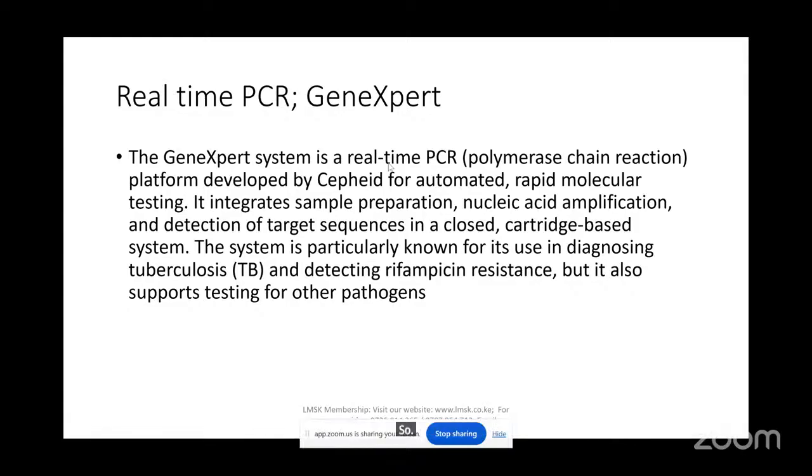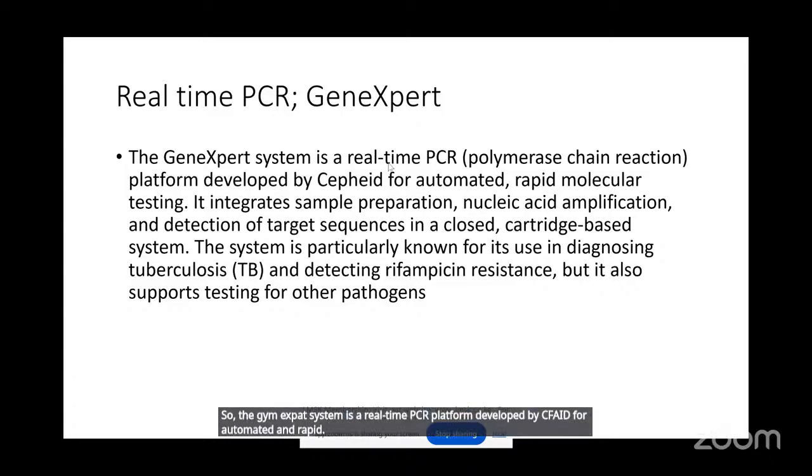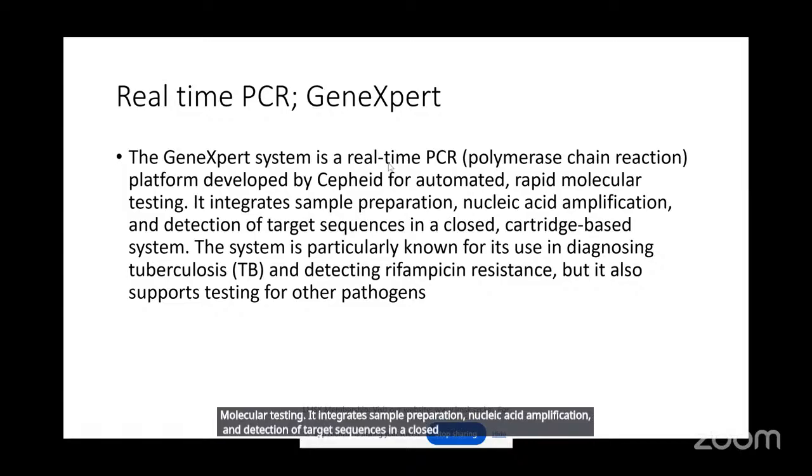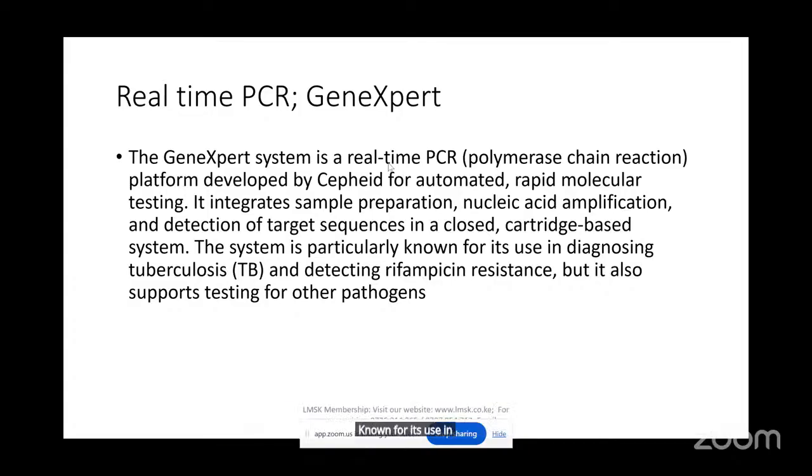So for real-time PCR, I know many of you have interacted with GeneXpert. The GeneXpert system is a real-time PCR platform developed by Cepheid for automated and rapid molecular testing. It integrates sample preparation, nucleic acid amplification, and detection of target sequences in a closed cartridge-based system. The system is particularly known for its use in diagnosing TB and detecting rifampicin resistance, but it also supports testing of other pathogens. So basically GeneXpert uses real-time PCR as the molecular technique.